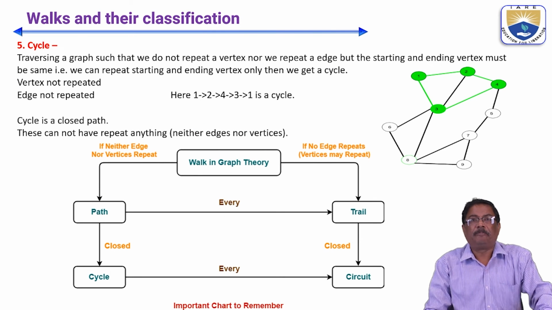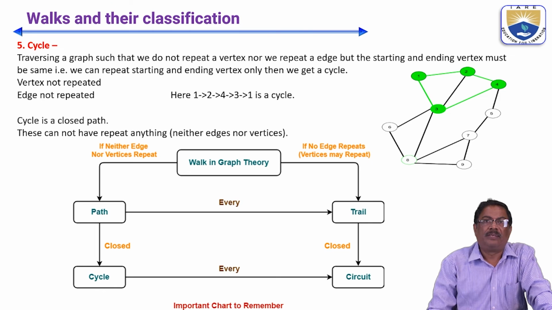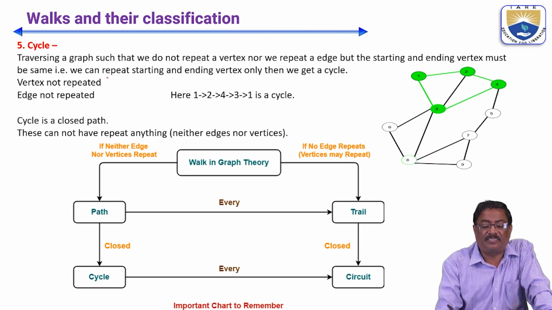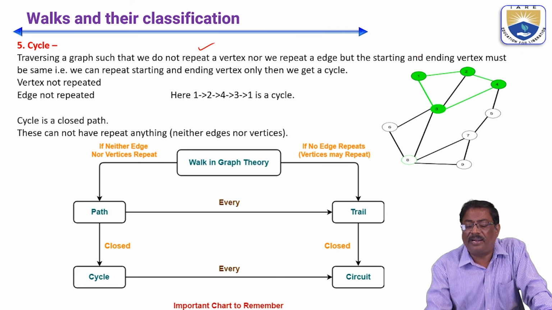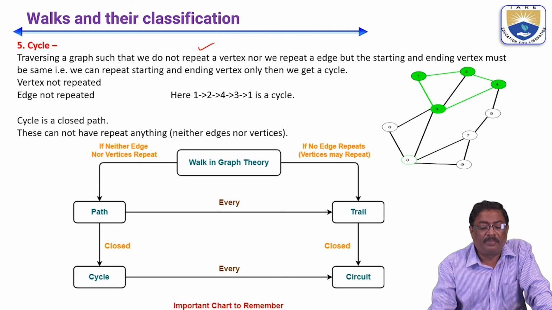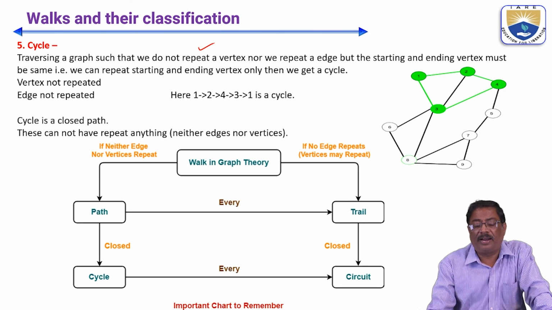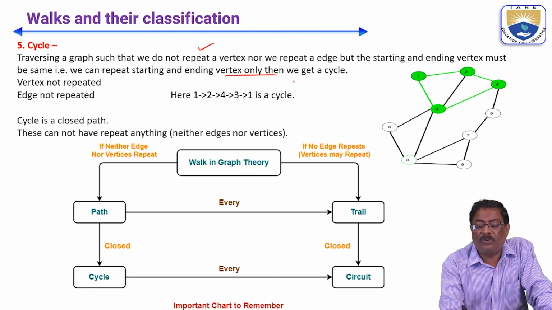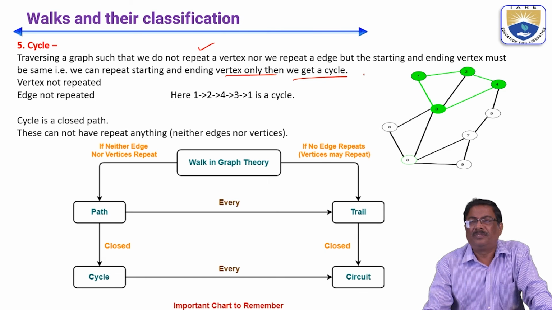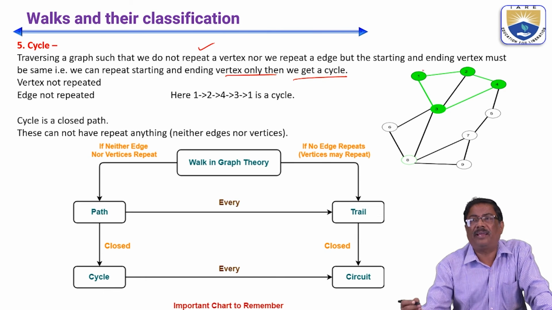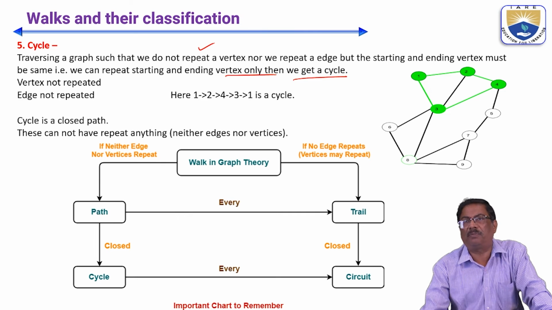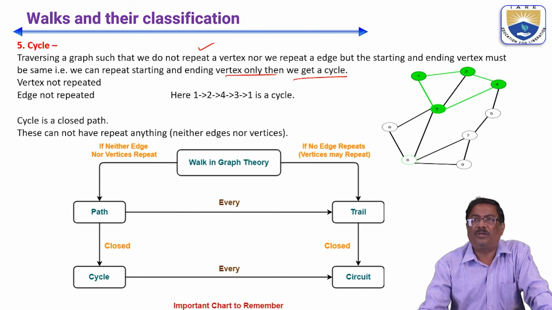Now what is a cycle? Traversing a graph such that we do not repeat a vertex, or we can repeat the edge, but the starting and ending vertex must be the same. Then we can repeat the starting and ending vertex, and we get a cycle. So here also, the starting vertex is equal to the ending vertex, but the remaining vertices will be different.